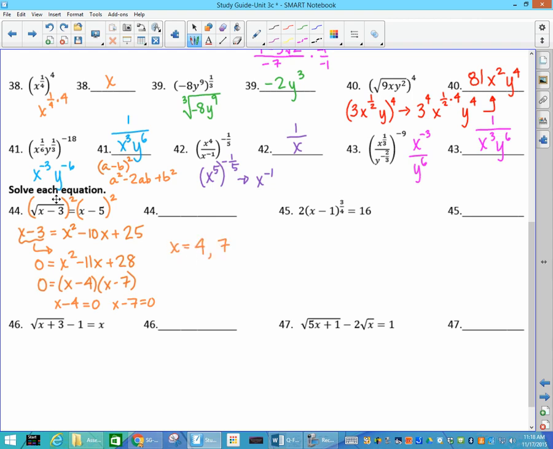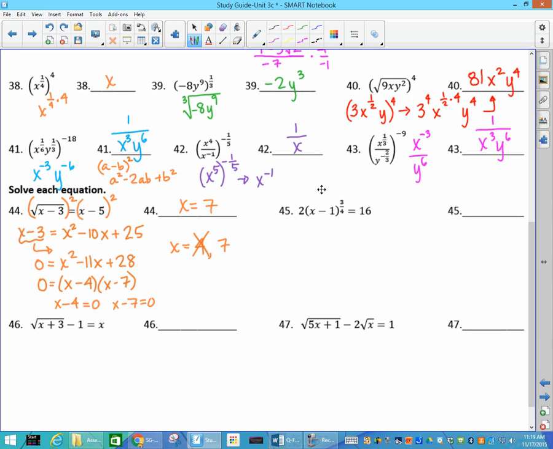So if I put 4 in, 4 minus 3 is 1. The square root of 1 is 1. But 4 minus 5 is negative 1, so that doesn't check. 7 minus 3 is 4. The square root of 4 is 2, so that side I got a 2. And 7 minus 5 is 2. So I have just x equal to 7.